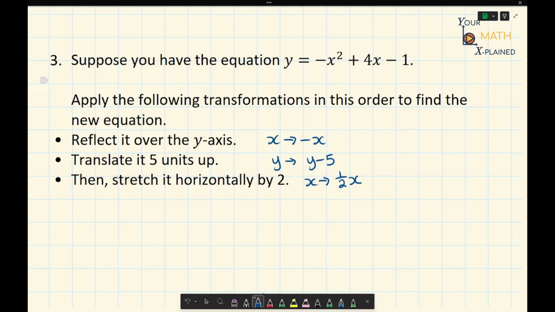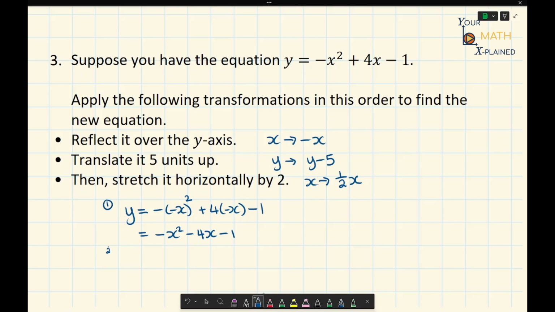and then we're going to do it in this particular order. So this means we start with y is equal to, we're going to replace our x with negative x, so that means this will be negative and then negative x squared plus 4 times negative x minus 1. Okay, so let's go ahead and just simplify that. That's going to be negative x squared minus 4x minus 1. So this is our first transformation. So we'll put a little 1 beside it.